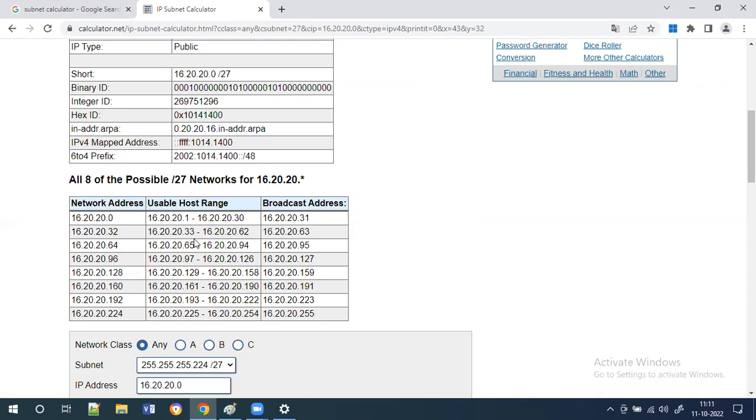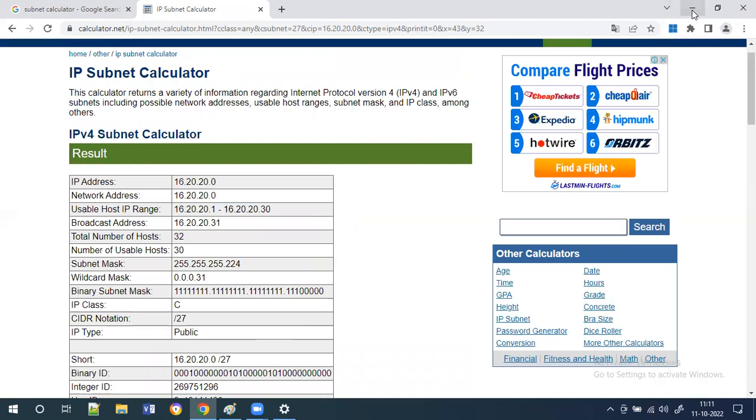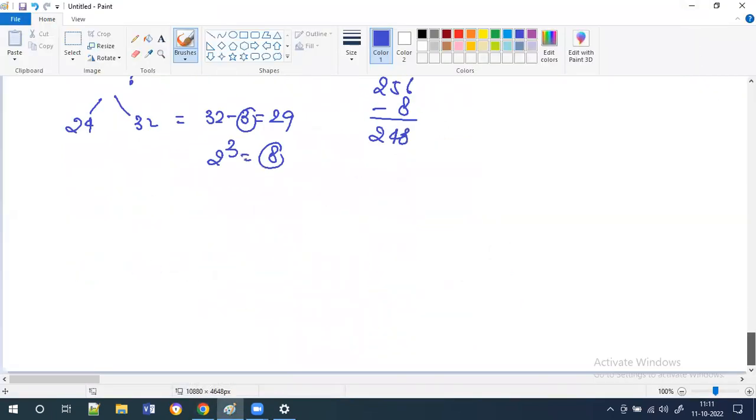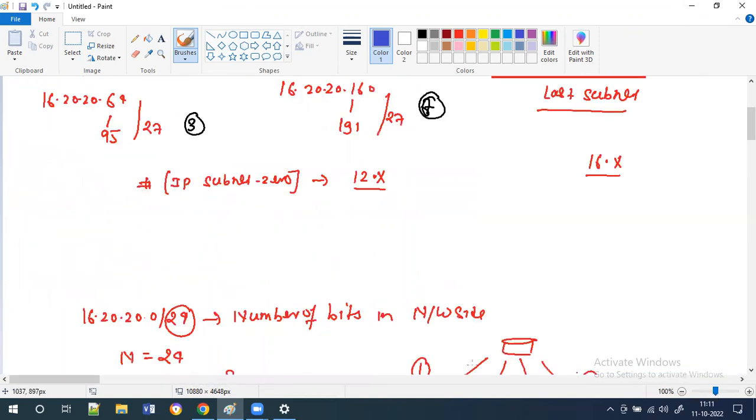The next is 33 to 62, 65 to 94, 97 to 126, then 129 to 158, 161 to 190, 193 to 222, 225 to 254, and 255 is the broadcast address. Right? Very simple way to find out the subnet mask, right? So any doubt till here? All clear? If that is clear, then let's move further.